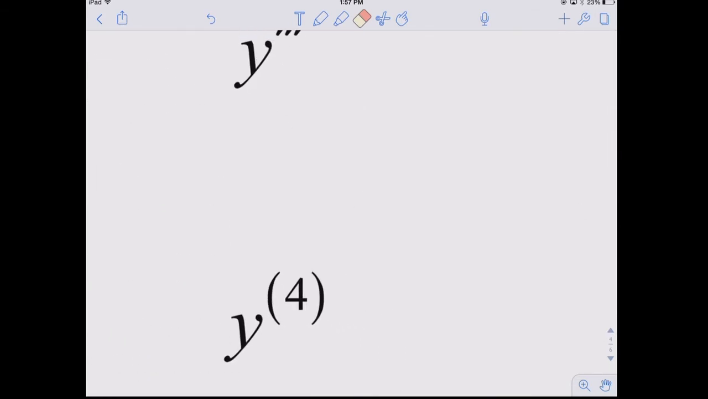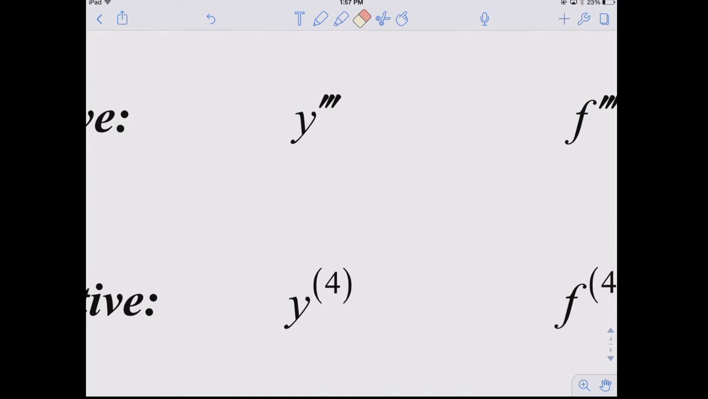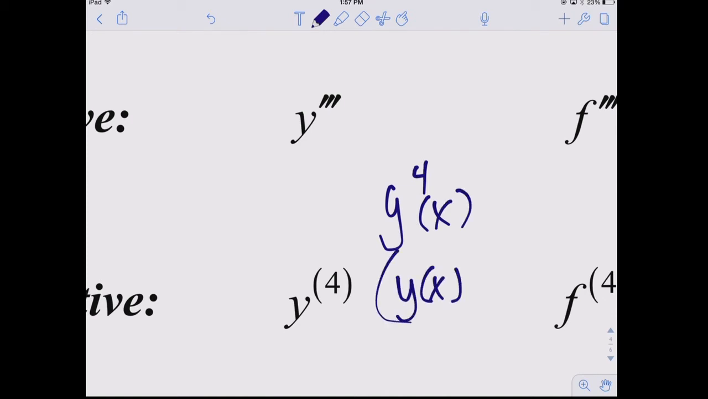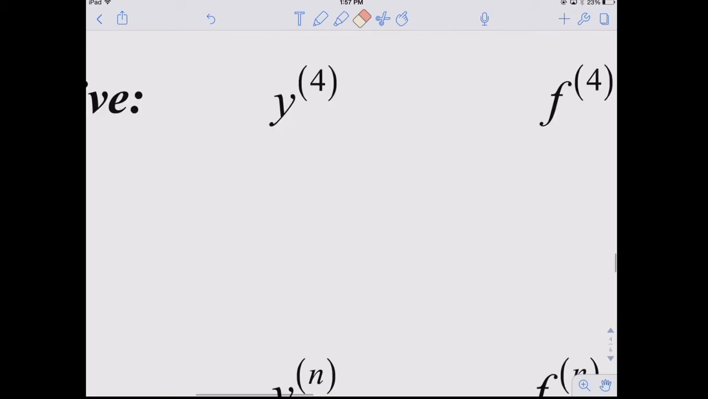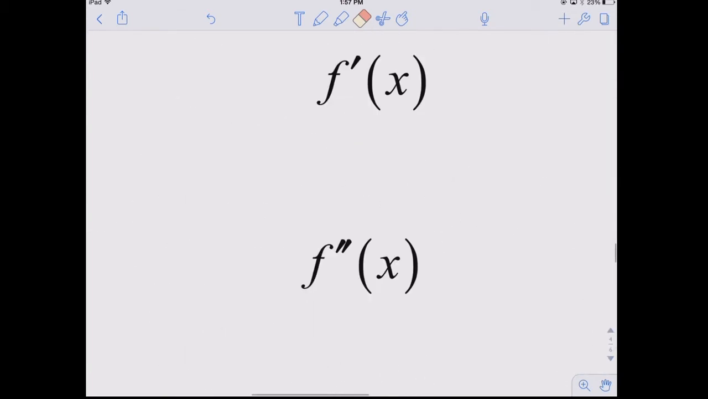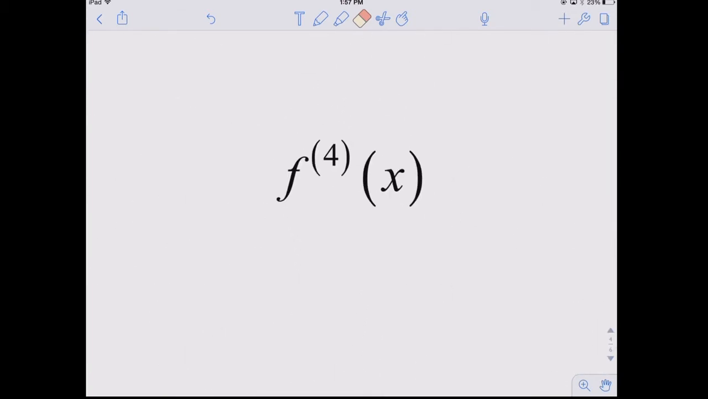We use Arabic numbers, but we have to write them in parentheses. So if you just see y to the fourth of x, that is not the fourth derivative. That's the same as y of x, the whole function raised to the fourth power. So we put them in parentheses. And then in general, you have the nth derivative. It works the same with functions, f prime, f double prime, f triple prime, and then fourth derivative, fifth derivative after that with parentheses.